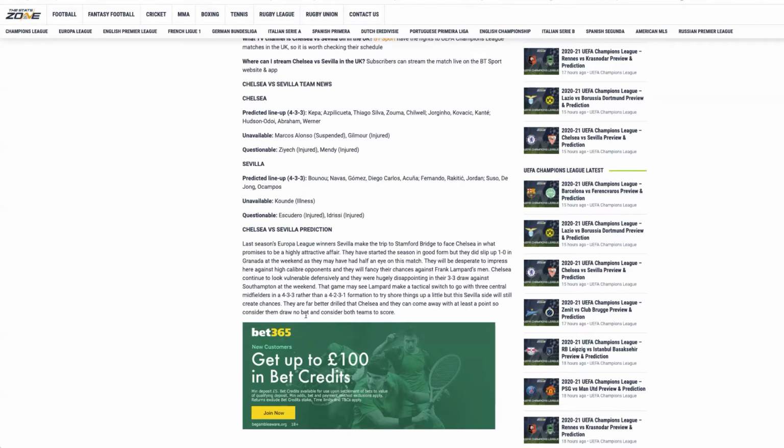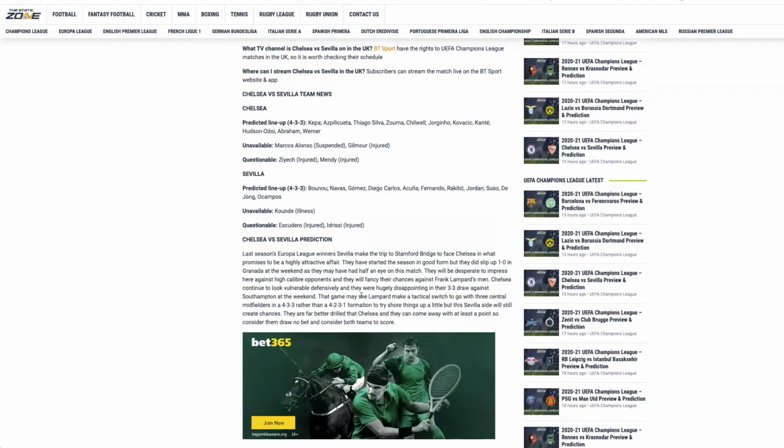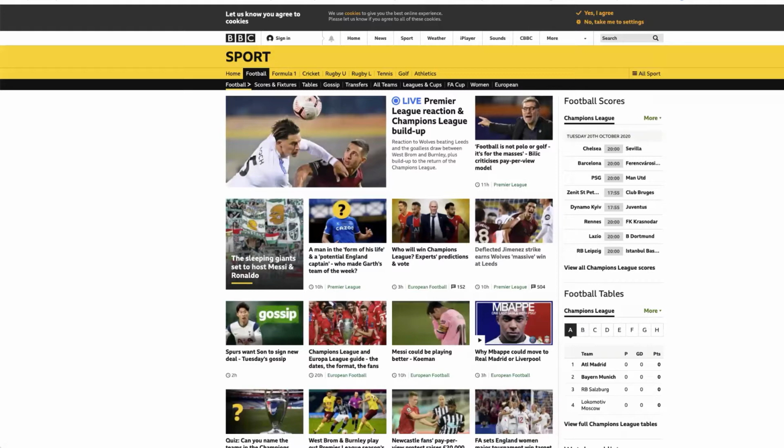Sevilla will still create chances. They're better drilled than Chelsea, can come away with at least a point. So there's not a whole lot there, but it gives you something to think about. And then you've got the BBC website where you can always go and have a look for some information there. If you just go BBC Sport and then click on football, you normally get a list of the games over here. So I'll go and have a look at some of these this afternoon.